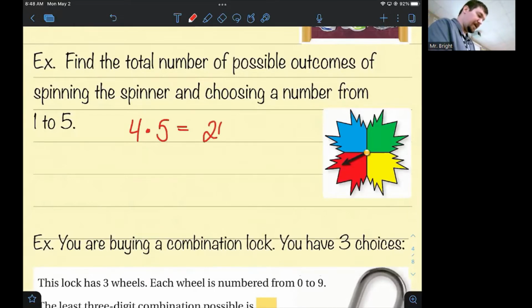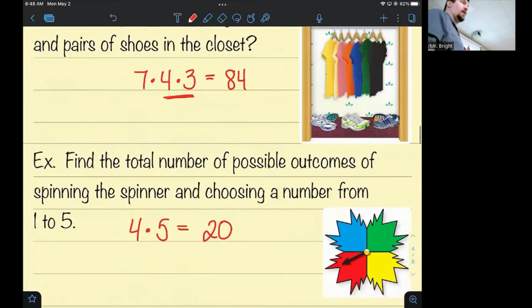20. Yeah. Now, notice on the last 2 questions, the reason we've just been multiplying is because they have not been asking us to find the sample space. This one wouldn't be terrible to find the sample space. You'd have to have red 1, red 2, red 3, red 4, red 5, then blue 1 through 5, then green, and then yellow 1 through 5. And so you could get your 20 options that way. This one would be a lot more difficult with the 84 options.